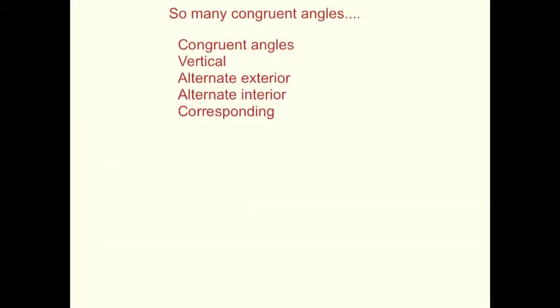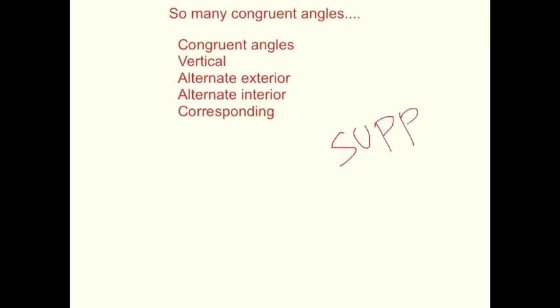A lot of times students ask me, Ms. Almeida, there are so many different congruent angles. Yeah, there are. Congruent angles are vertical angles, alternate exterior angles, alternate interior angles, and corresponding angles. All of those terms, if you read them in a word problem or somebody put them in a problem for you, you would be able to say, oh, okay, I can create an equation where one angle measurement equals the other angle measurement.